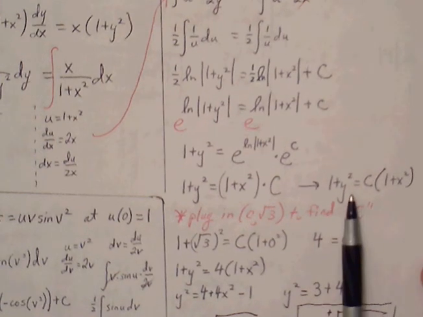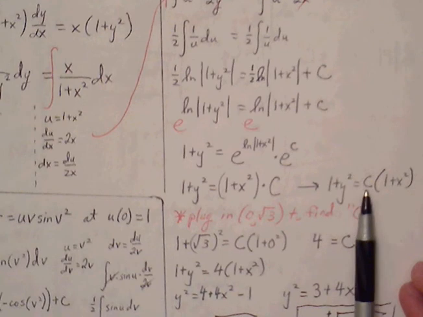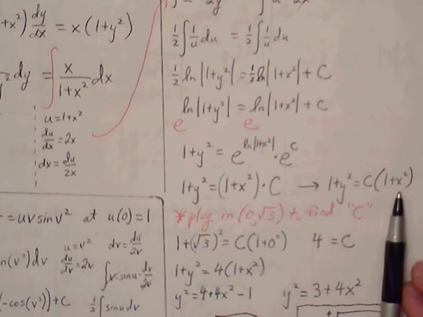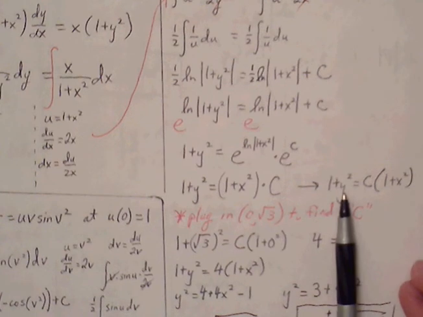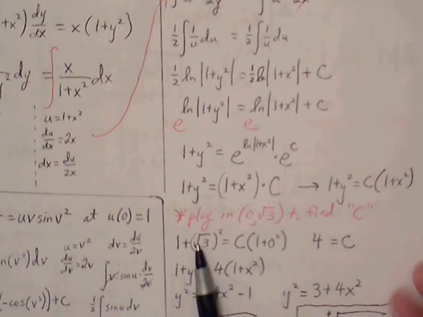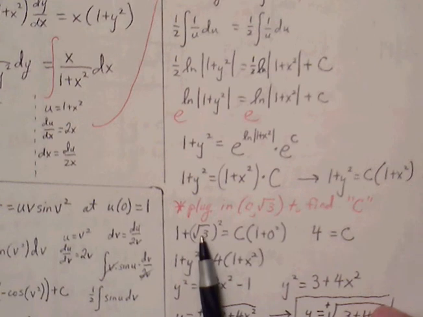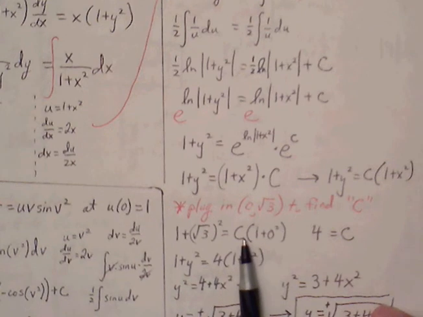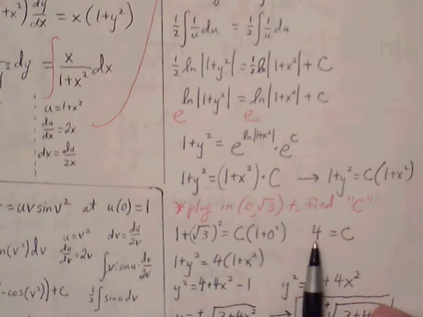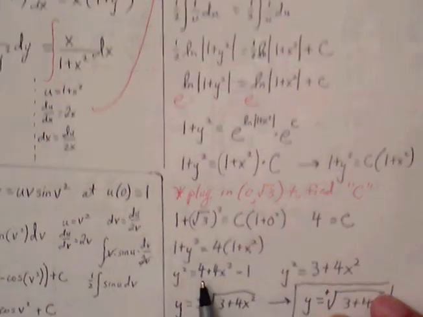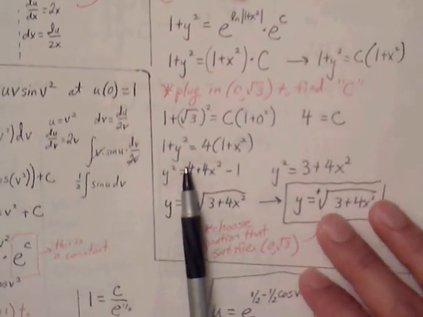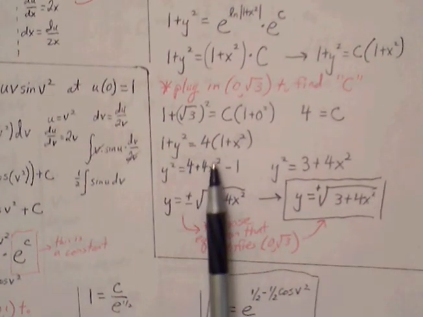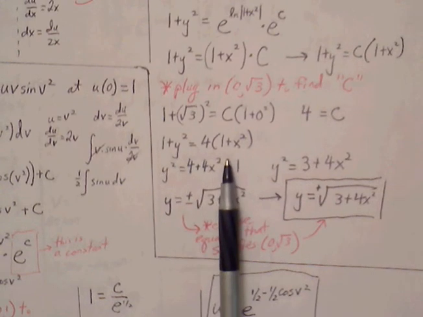We use the ordered pair now available to us so that we can solve for c. Plug 0 in for x. Plug root 3 in for y. And next, we're going to have 1 plus root 3 squared, which is simply 1 plus 3, is equal to c times 1 plus 0 squared. So that's just going to be equal to c. So my c value is equal to 4. So now we're getting closer to our specific solution. 1 plus y squared is equal to 4 times 1 plus x squared.